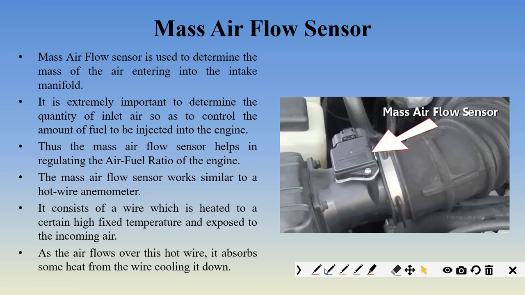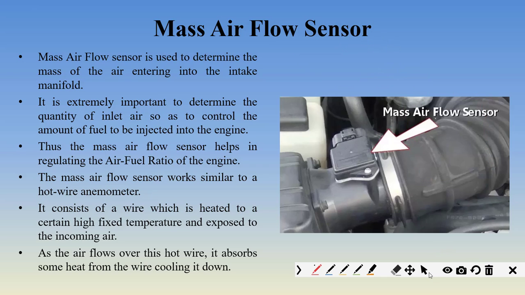Now the mass airflow sensor. The mass airflow sensor and the intake air temperature sensor are both placed inside the intake manifold. Why are both placed there? The mass airflow sensor is used to measure the mass of incoming air into the intake manifold, which will then be sent to the intake port of the engine. The mass airflow sensor measures the mass of intake air, and the intake air temperature sensor measures the temperature of the intake air. Both these sensors work together.